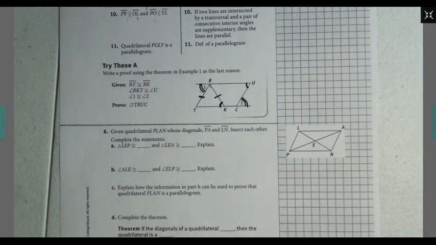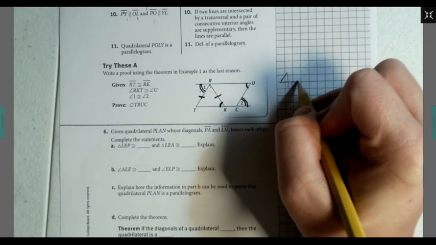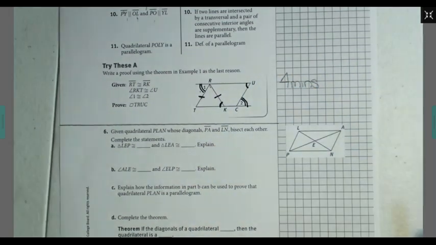On the next particular slide, you're going to see a proof that's kind of been done for you, and you're going to have a drag and drop. So I want you to take about 4 minutes to work through this before you move on to your drag and drop on the next slide. Go ahead and work through example A, try these A.